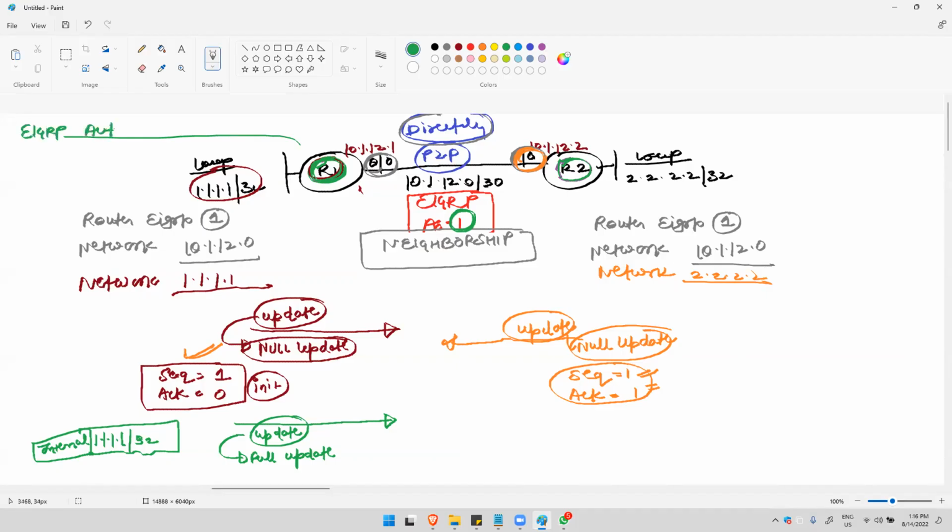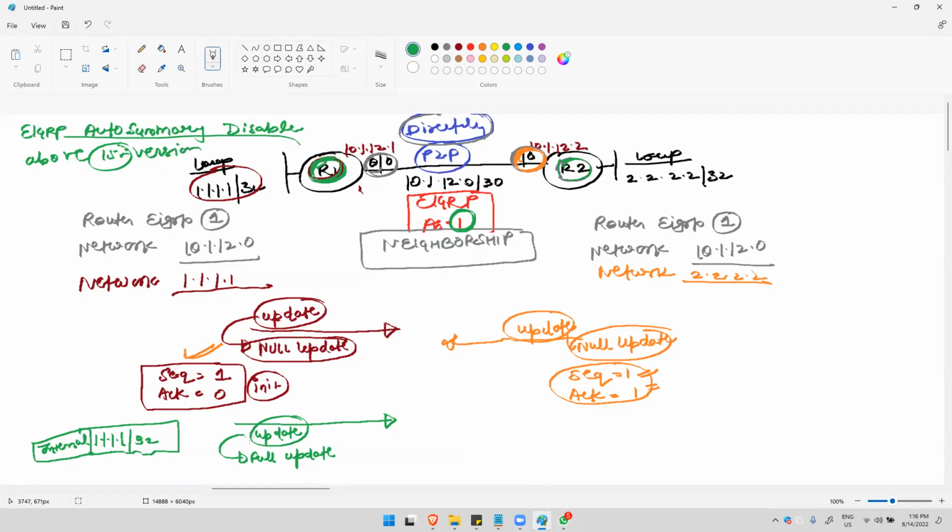By default, in EIGRP, auto summary is disabled, in 15 dot version IOS. Clear?